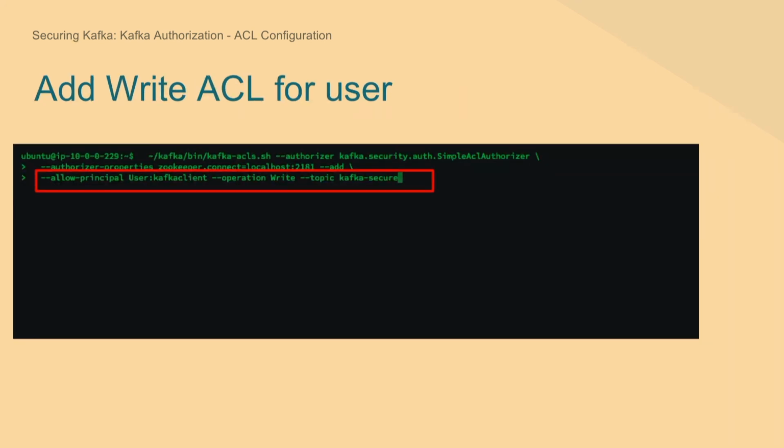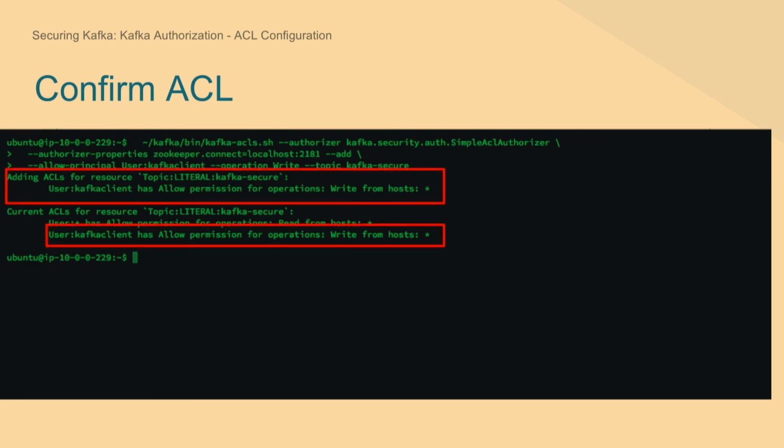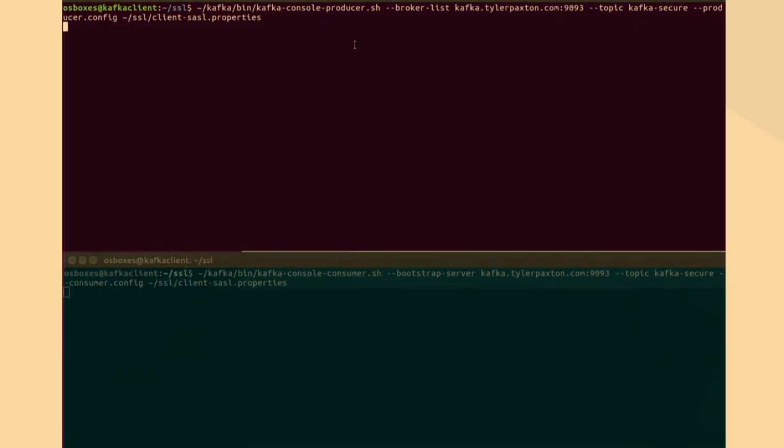So now I'm going to add for Kafka client, my user that I set up in my properties, the operation write. I'm going to make sure that that takes. And then now I can see that I have secure messages that are authenticated and authorized appropriately.